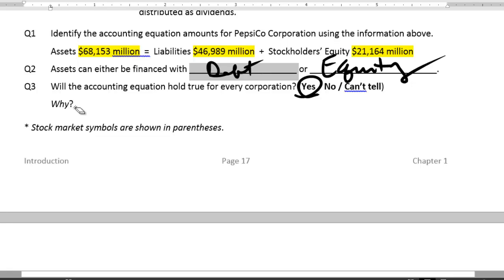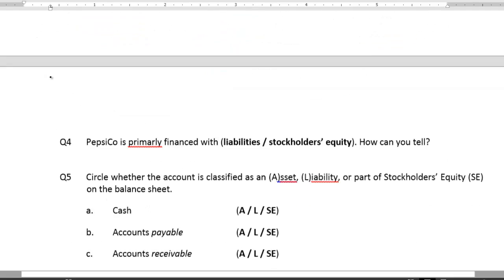Because whenever you see this in a professor's question, every corporation, that means nothing can possibly always be true. But the accounting equation is like the law of gravity. It always holds. If it doesn't hold, that means there's a mistake somewhere.